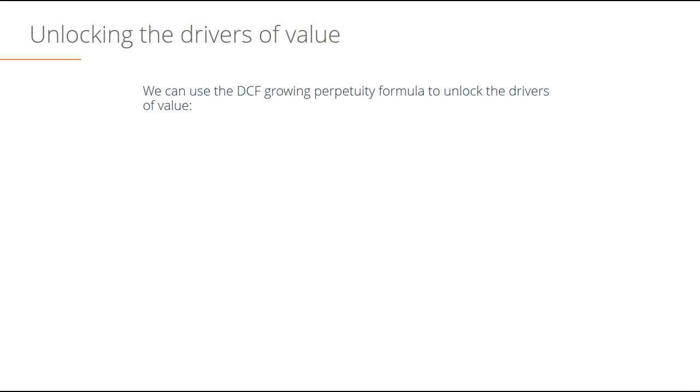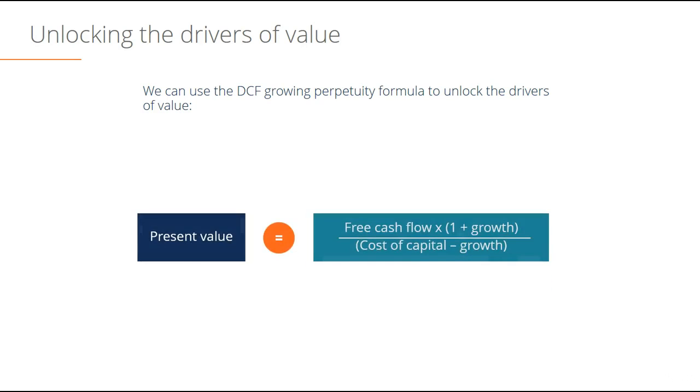Unlocking the drivers of value. In this section, we're going to talk about what drives value of a business, how to increase it, or what destroys value. We can start by looking at the formula for the net present value of a business. The present value of a business is equal to the free cash flow times 1 plus a growth rate, divided by the cost of capital minus that growth rate.